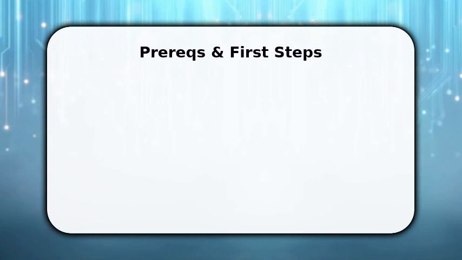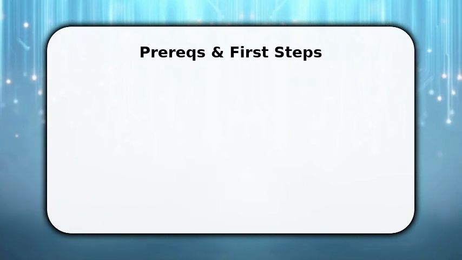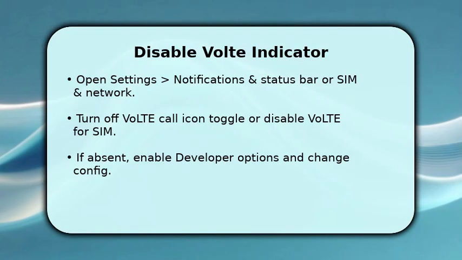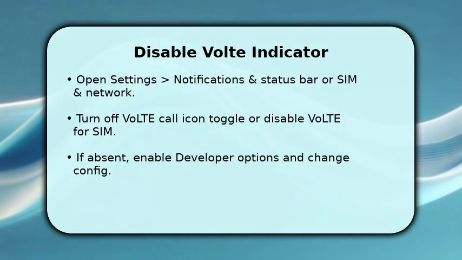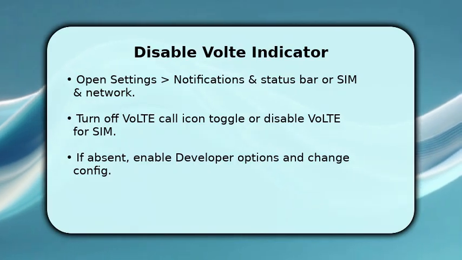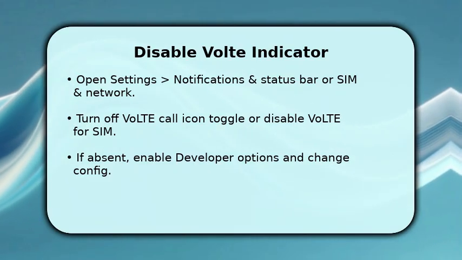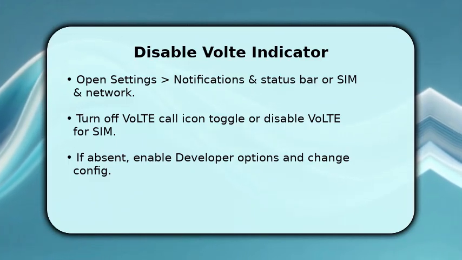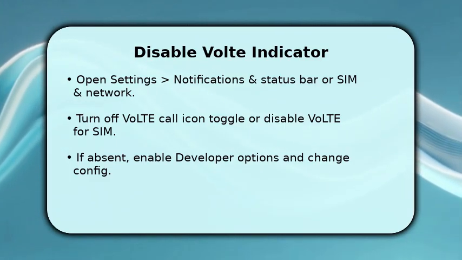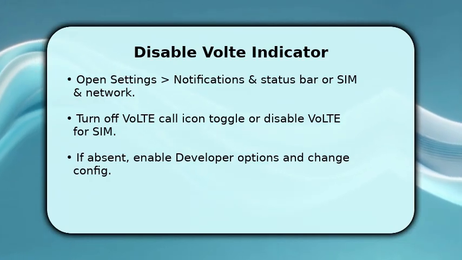Now you disable the VoLTE icon by going to Settings, then Notifications and Status Bar, or SIM and Network. Different models place it differently. Toggle off the VoLTE call icon or disable VoLTE for the specific SIM. That removes the persistent label.